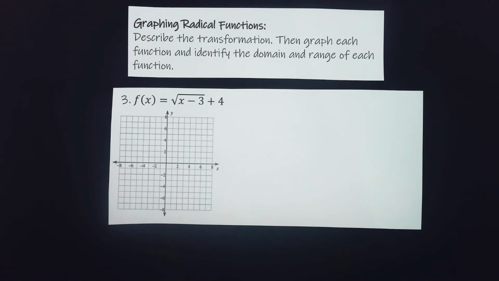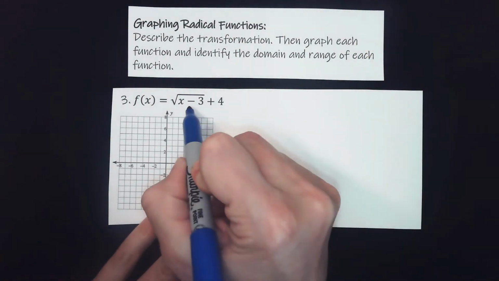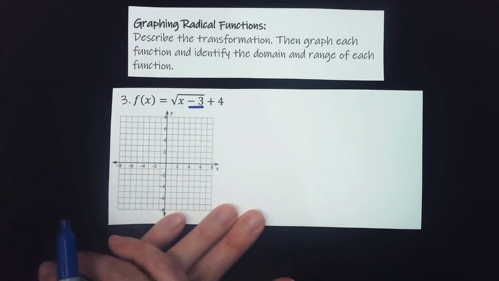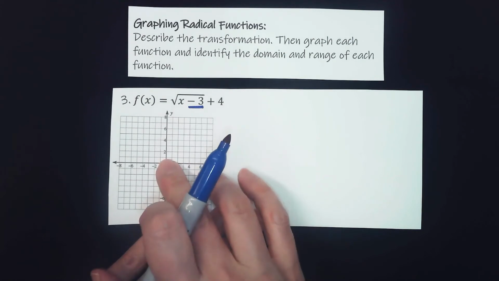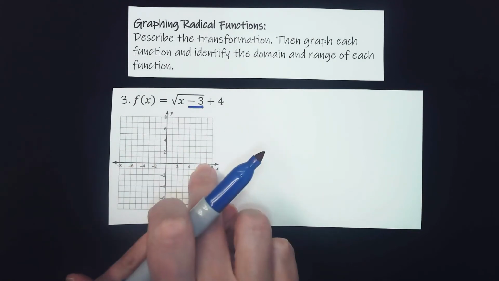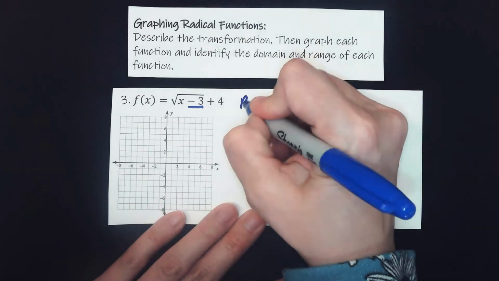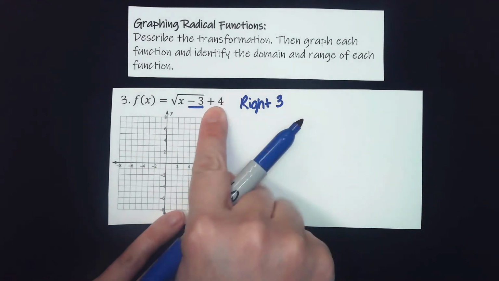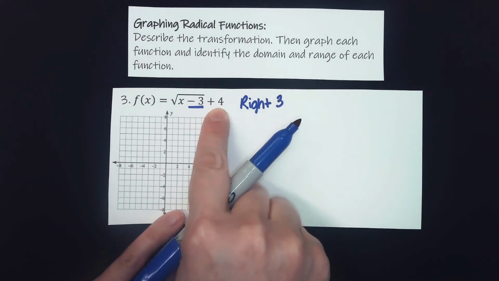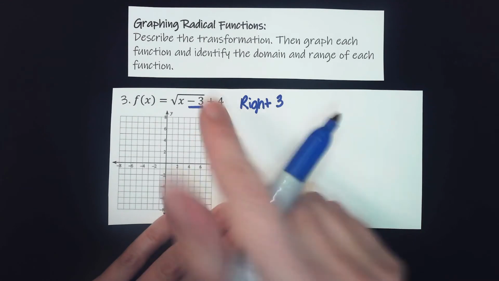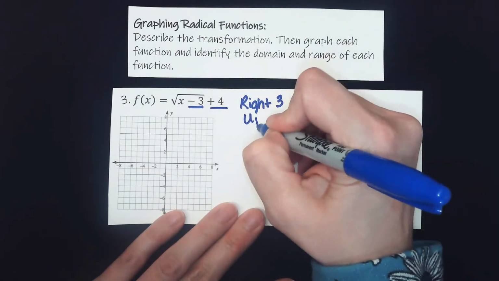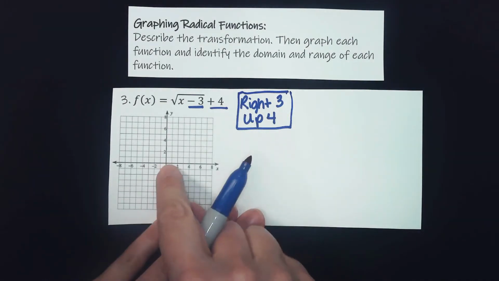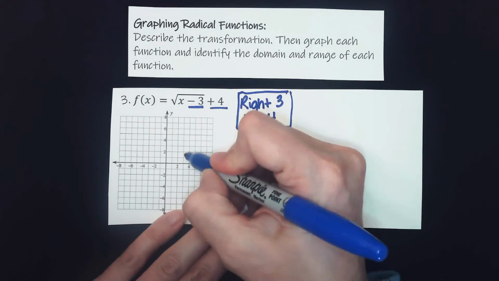Let's state what's happening. This minus 3 is grouped with x, so it's moving us left or right. In this case, it's a minus, and x goes minus to the left, but we do the opposite when it's grouped with x. So we're going to go to the right 3. That's one of my transformations. And then on the end, I have tacked on this plus 4. That moves us up or down, and we do what the symbol says, so it's going to go up 4. So those are my two transformations. My graph, instead of starting at 0, 0, is going to go right 3 and up 4.